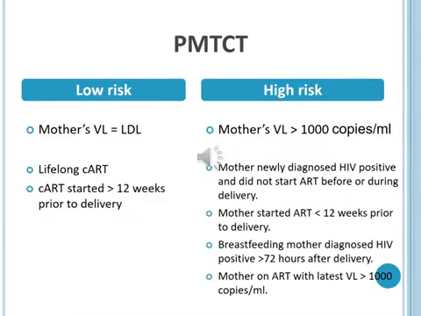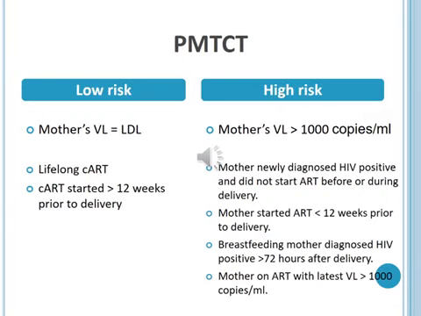So just to recap again, when a baby is born, there's risk stratified into low risk or high risk, depending on the mom's viral load. If the mom's viral load is undetectable, irrespective if it was because she was on lifelong ART or she was diagnosed during the pregnancy but had started ART more than 12 weeks prior to the delivery, the baby is determined to be a low risk for transmission.